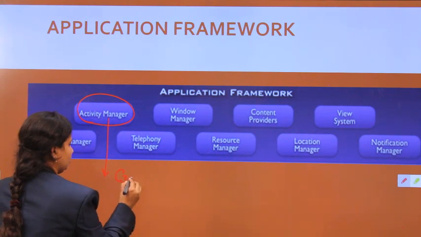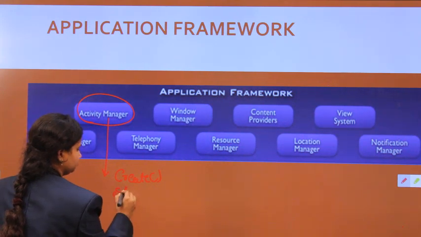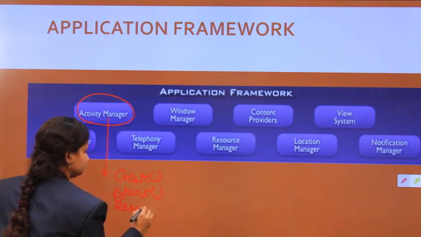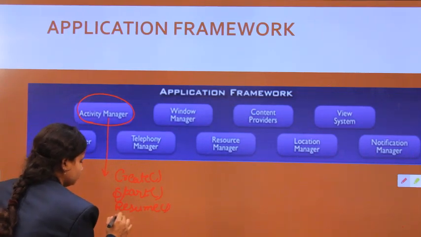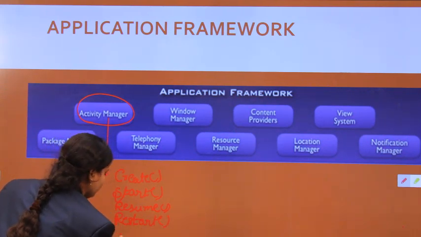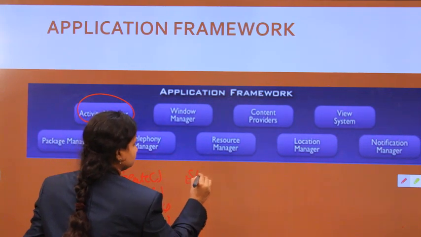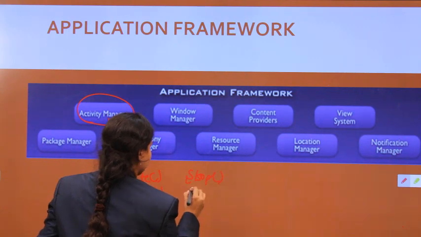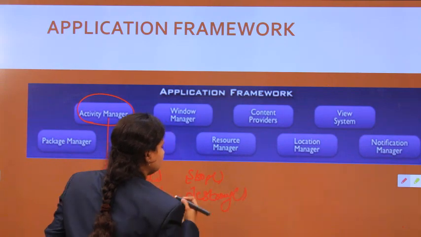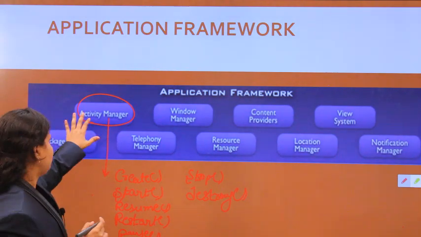So those 7 states are: the first one is create, start, resume, restart, pause, stop, destroy. So nearly 7 states of your activity in your life cycle.